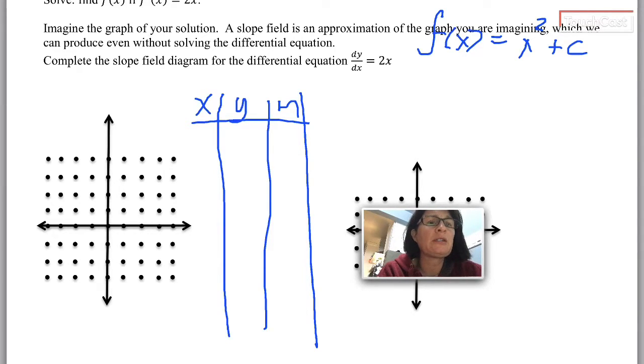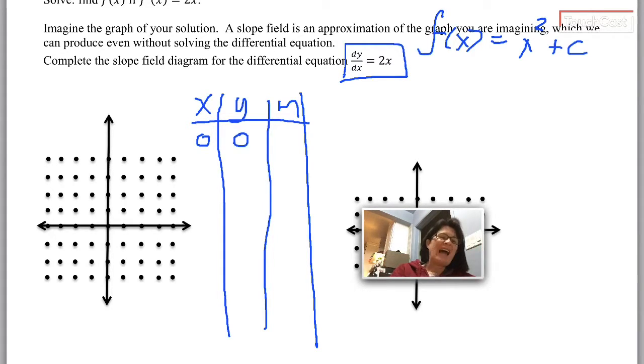So just for example, here is probably your favorite ordered pair, 0, 0. Now I'm just going to look at this differential equation. I already know the solution. I wrote it up here. But what if we didn't know the solution? Could we still draw a picture of what the solution graph must look like?